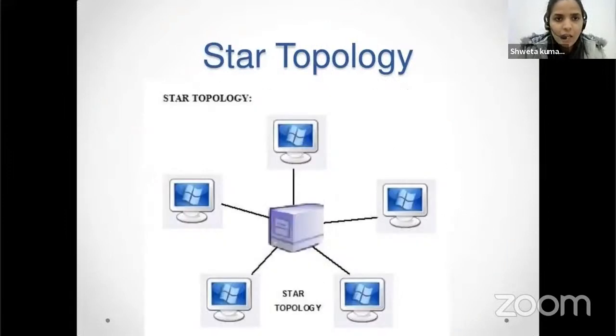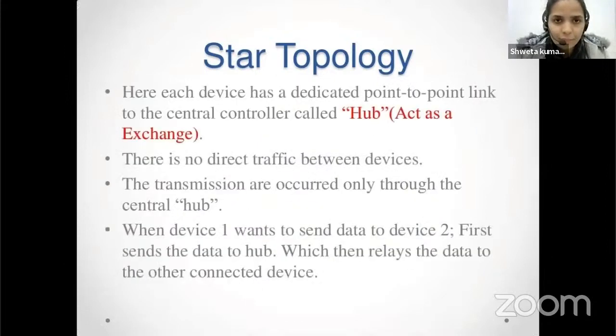Next, we have star topology. Herein we have a centralized system wherein there is a center, a switch or hub, where various nodes, like various systems, are connected through it. Here is a point-to-point link to the central hub. There is no direct traffic between the devices. The transmission occurs only through the central hub.